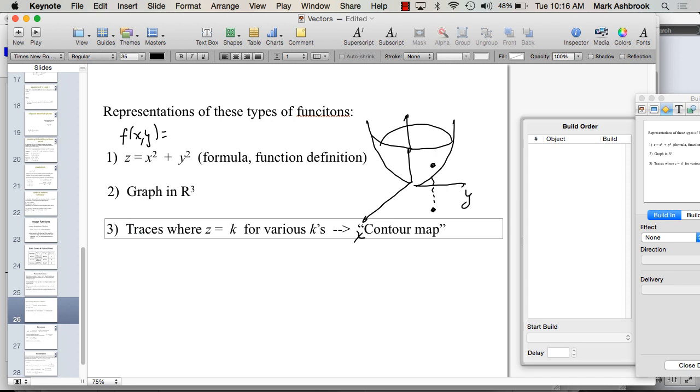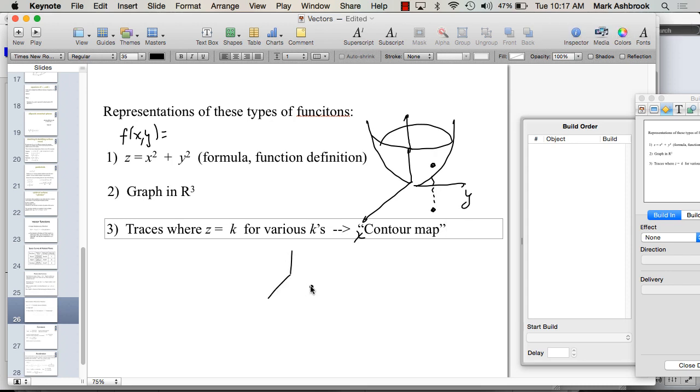So this is kind of like what's this called, like for hikers? Topographical map. Right? It's exactly what it is. A topographical map is the same as a contour map. You take different traces at different levels of z, and then you flatten those all straight down onto the xy plane. So what would it be for our paraboloid? What would they be?